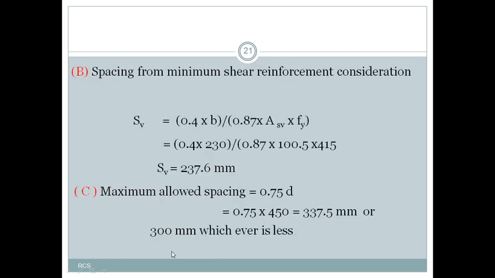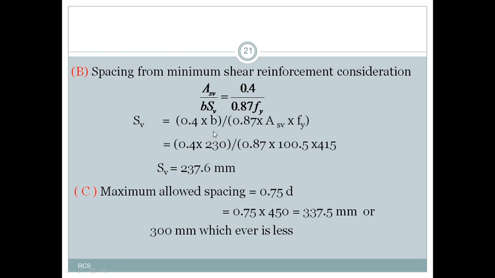The next criteria will be B, spacing from minimum shear reinforcement consideration. If you have to provide minimum shear reinforcement, then we have a formula: ASV by B into SV is equal to 0.4 by 0.87 Fy. From that equation we can calculate the spacing. The spacing will be calculated by cross multiplying: 0.4 into B by 0.87 into ASV into Fy. If you substitute the values of B, ASV and Fy, you will get the spacing.